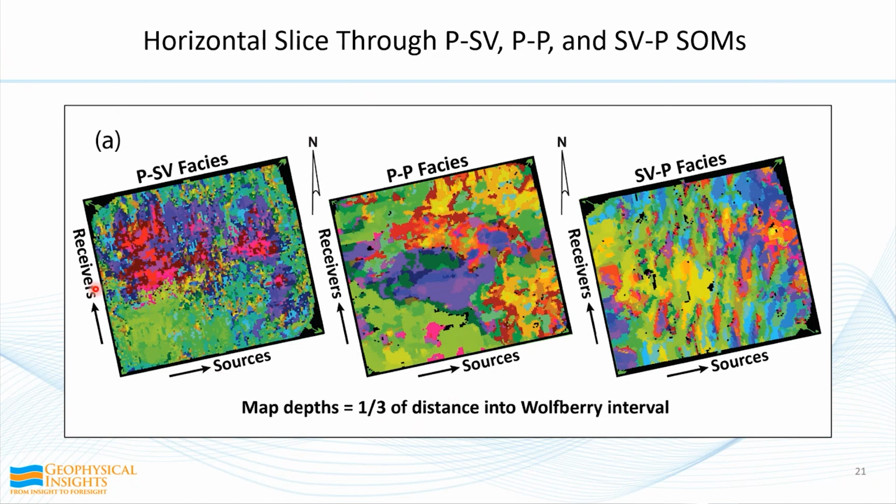And I told you we had PSV data. Now you're getting your first look at PSV data. And here's the direct P, and here is a converted P. And I've made you the statement that the converted P and the converted S, they should be identical data. And this says it's far from it.